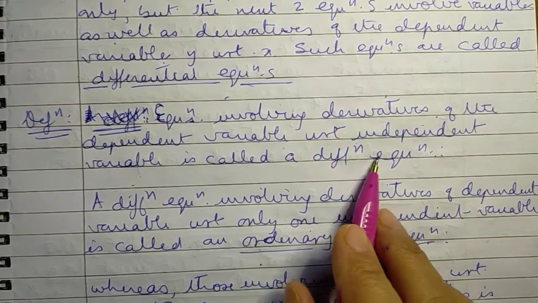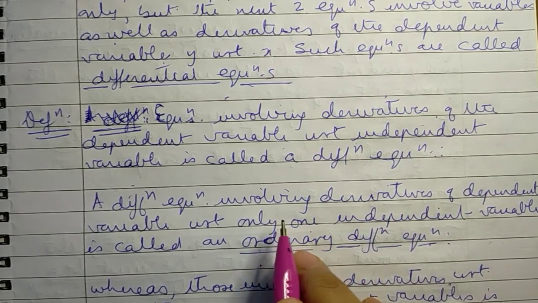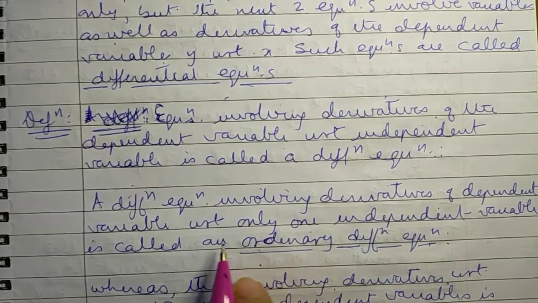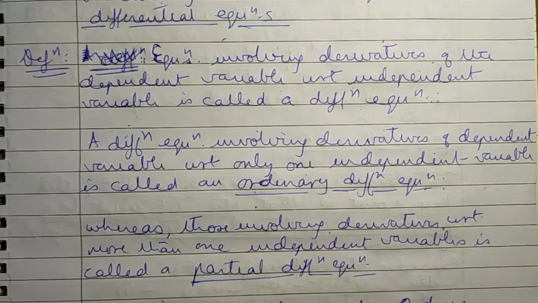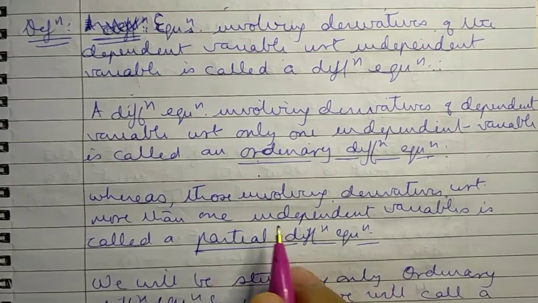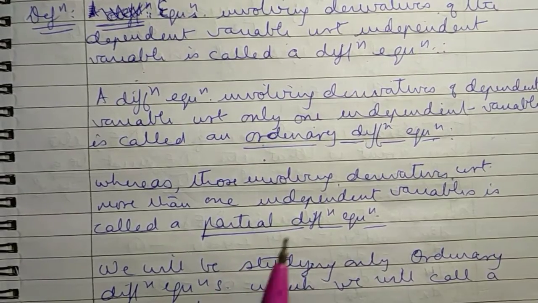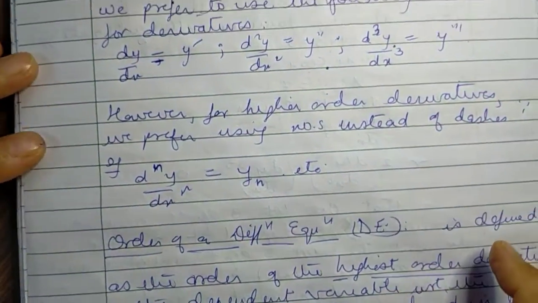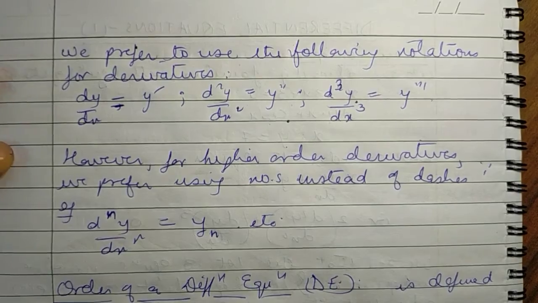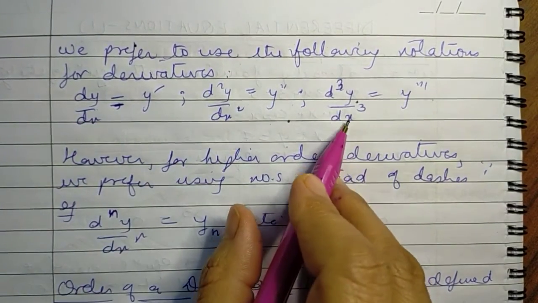Now if the differential equation involves only one independent variable, as the case which we are going to consider this year, then it is called as an ordinary differential equation, else it is a partial differential equation, which is beyond the scope of our syllabus. Okay, so in this year we'll be doing only ordinary differential equations, which we will be addressing as a differential equation.